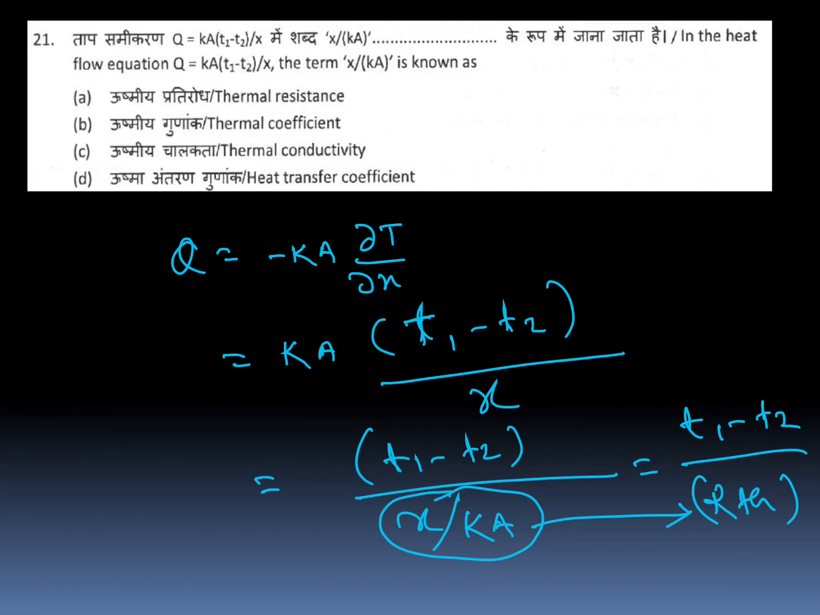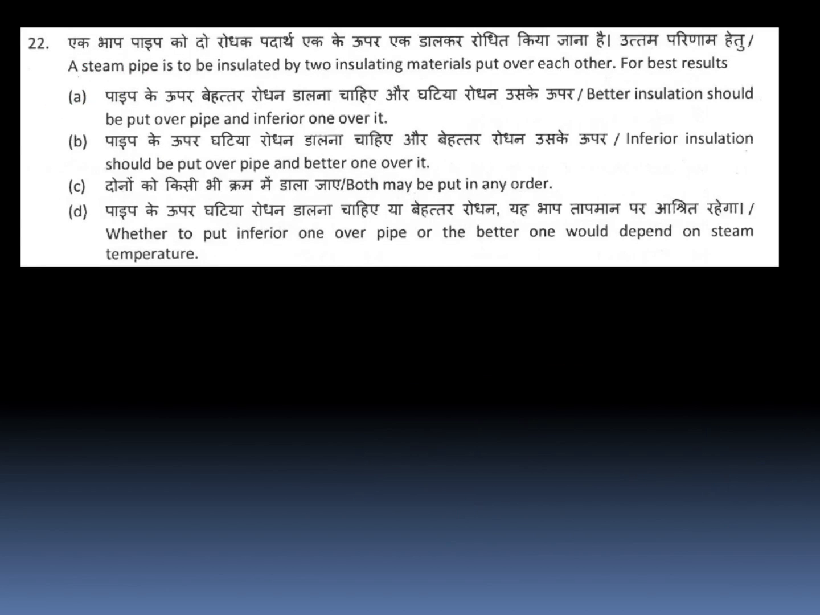Thermal conductivity is K, convective heat transfer coefficient is h, and thermal resistance is X by K. A steam pipe is to be insulated by two insulating materials put over each other for best result. Steam is flowing inside, so you have to put insulation, and heat transfer should be minimum. So better insulation should be put over the pipe and the inferior one over it. Yes, A is your answer.